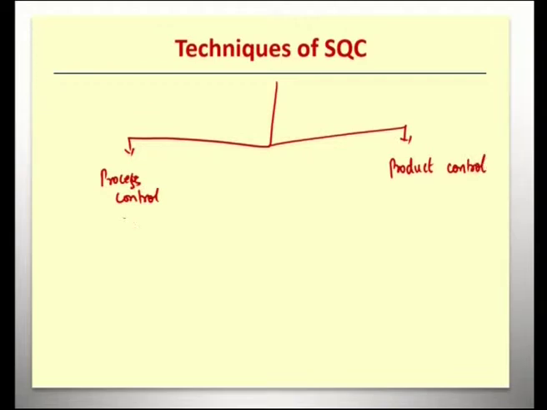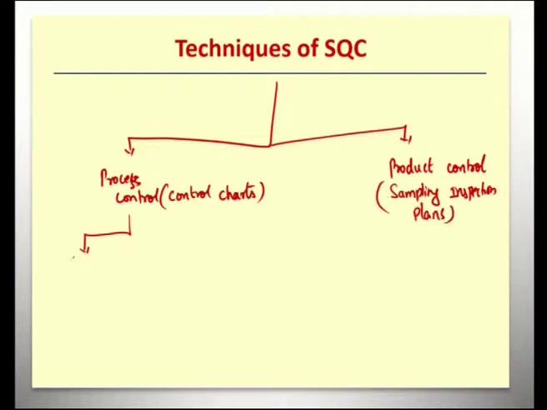When we talk about process control, this is done with control charts, and product control is done with the sampling inspection plan. Control charts are divided into two parts: control charts for variables and control charts for attributes.